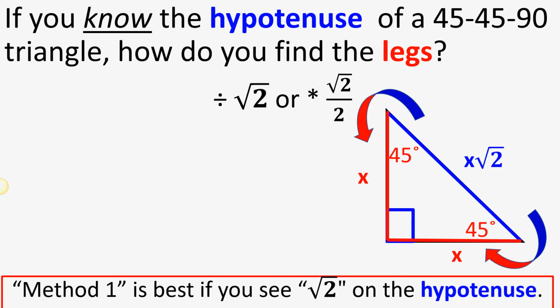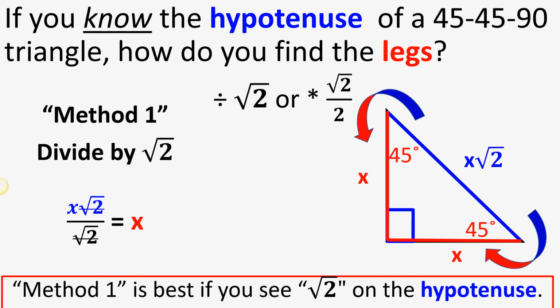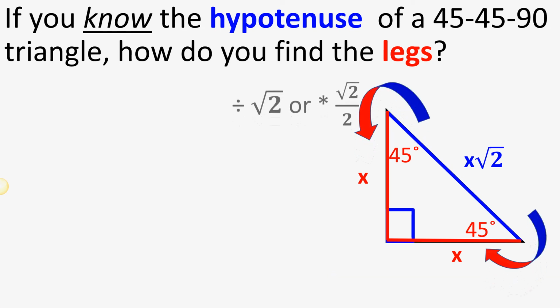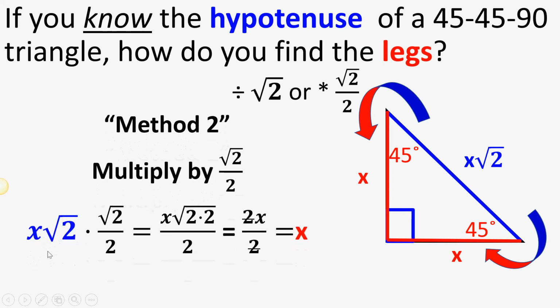The second method is for when you don't see it. If I see it, divide by radical 2, simple. But if I don't see it, I'm going to use that second number, radical 2 over 2. Remember in the previous week, we can't leave a radical in the denominator. So we slide that radical to the top, pull that number down, and that is the special number that we multiply by.